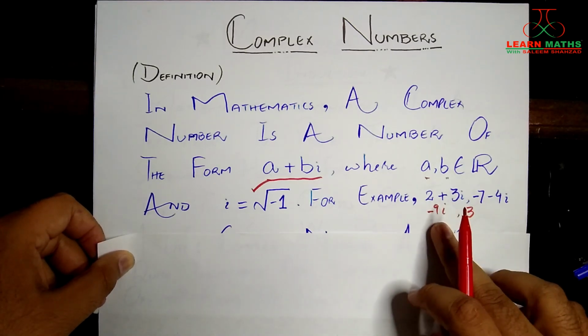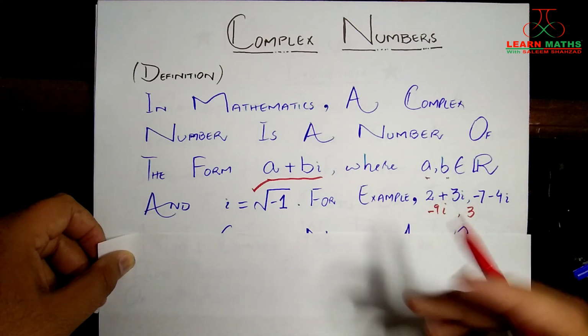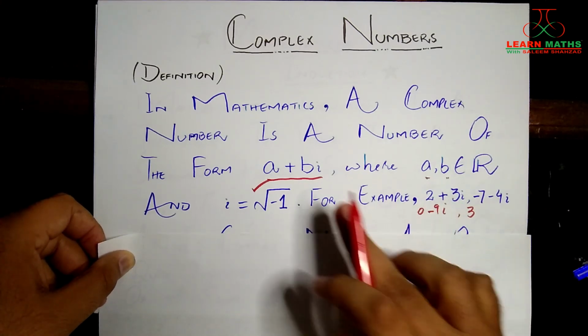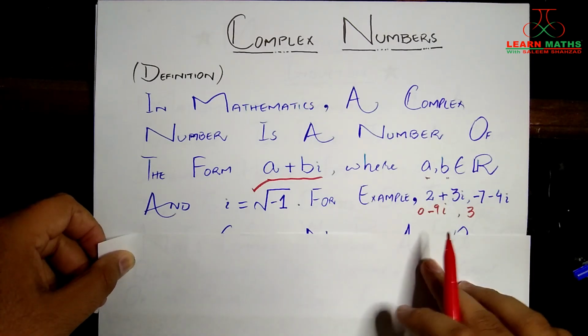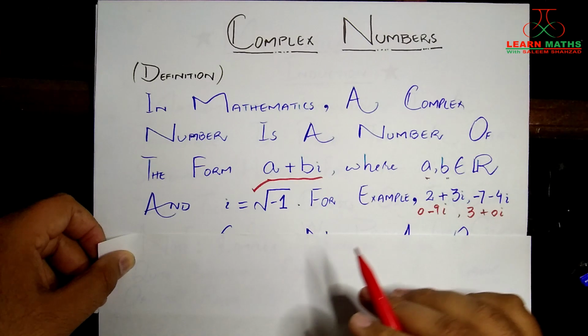If you look at this one, you might be wondering it should be of the form a plus b iota. Why is it just -9 iota? It's very easy. You can just add 0 here and this will be of the form a plus b iota. Similarly, over here you can write 3 plus 0 iota, so this will also be of the form a plus b iota.